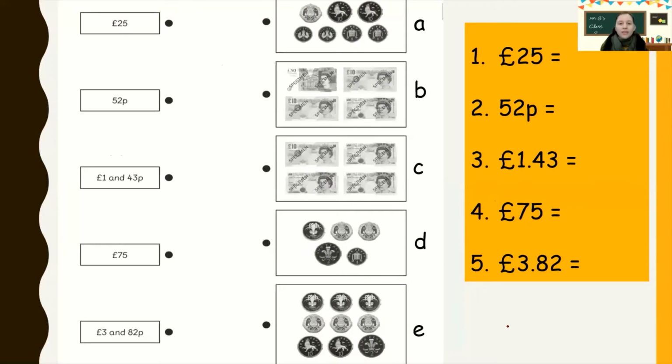Okay, this is our last page where you need to match the amount to the pictures on the right. And as before, because you can't actually match them, you can write the amount on the left and then just put the right letter A, B, C, D or E. Where it says £1 and 43p, that's just a longer way of saying £1 43. So you can write it like that. So pause the video and have a go at that now.